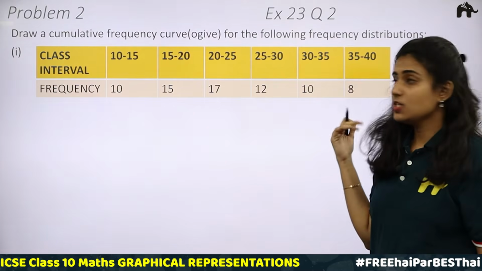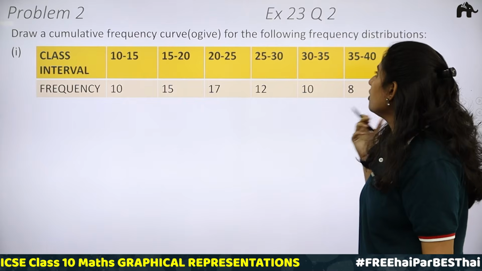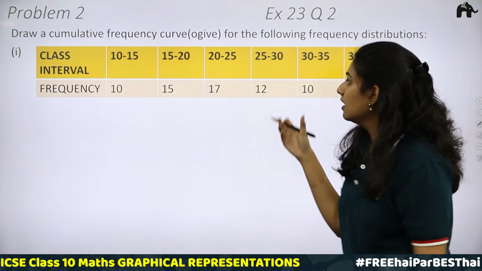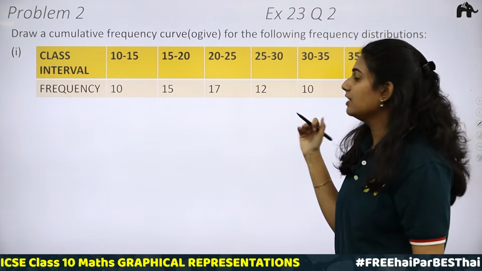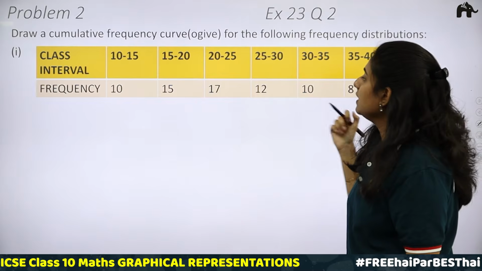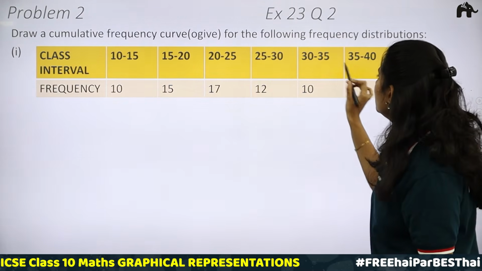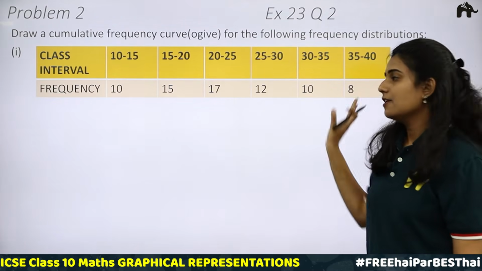Here we have the second problem. Question 2 of exercise 23. Draw a cumulative frequency curve or ogive for the following frequency distributions. Class intervals and frequencies are given. 10 to 15, frequency is 10. 15 to 20, frequency is 15. 20 to 25, frequency 17. 25 to 30, frequency 12. 30 to 35, 10. And 35 to 40, 8. So these are the frequencies.